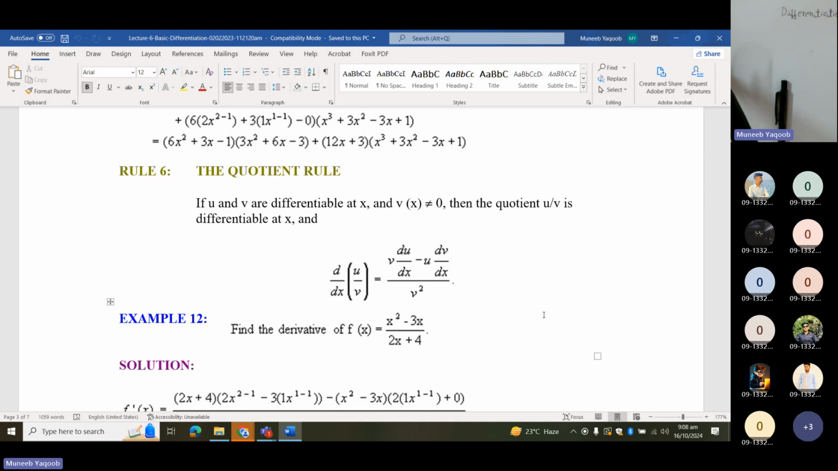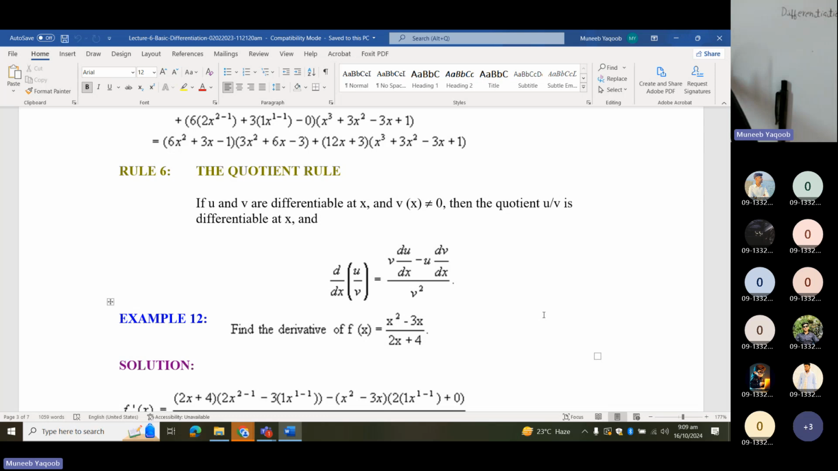That is, we will find the derivative of u, that is du by dx. We will multiply it with v. Then we will write minus of the formula, and we will calculate the derivative of v, that is dv by dx, and we will multiply it with u. So this will be the numerator of the answer, and then the denominator will be the square of the denominator of the fraction. That is, it will be v squared. So this rule is known as the quotient rule.